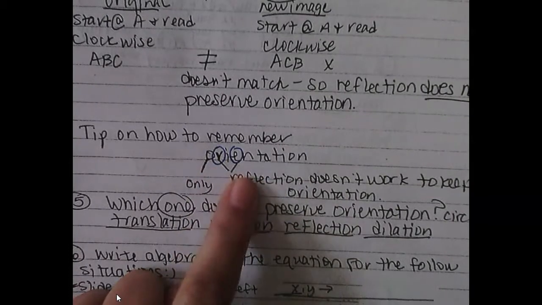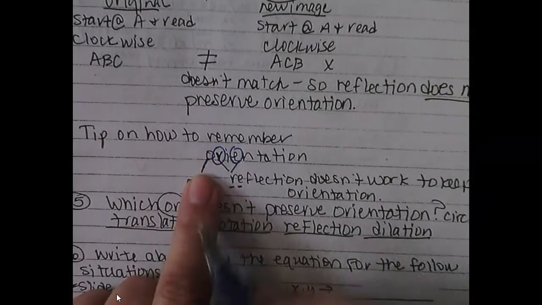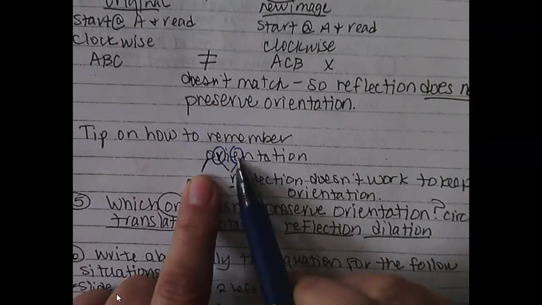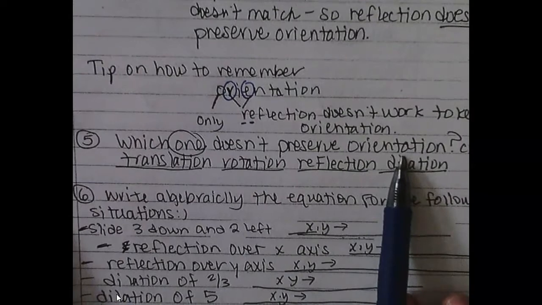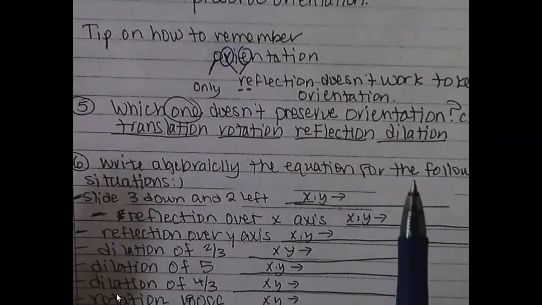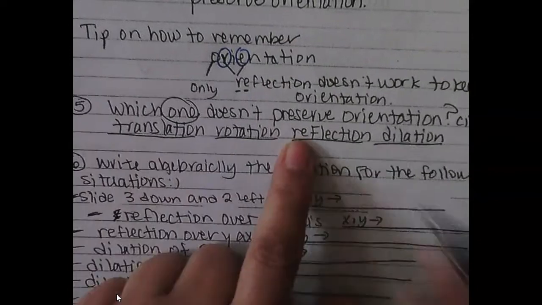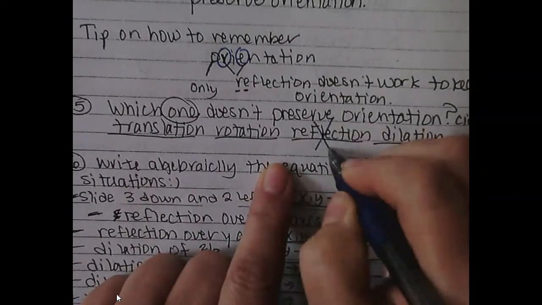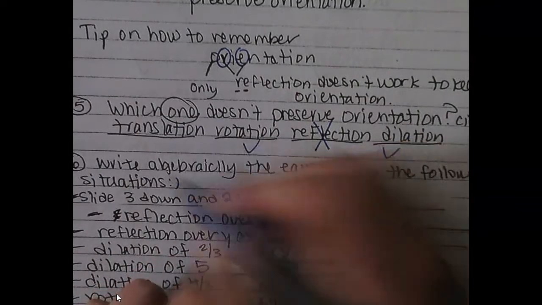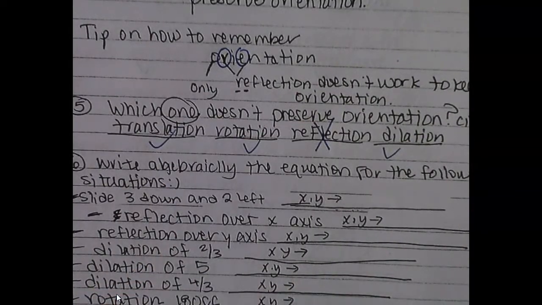So reflection fails on orientation. It's right there, RE. Reflection will fail. So which one doesn't preserve orientation? Well, which one failed? Right there. RE fails. So which one has RE? This one. This one will fail. So by the way, that means this one passed, this one passed, this one passed. That's easier to think about.